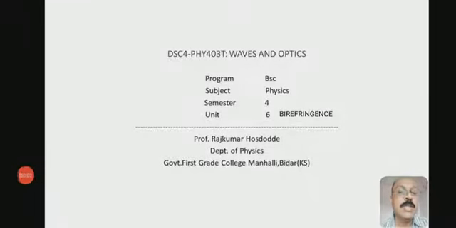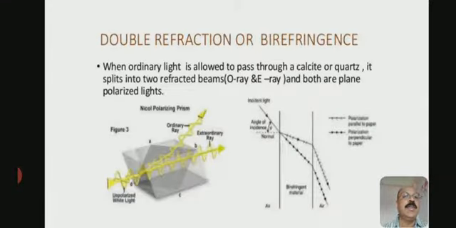Good morning, students. In this class we have discussed double refraction, that is birefringence. When ordinary light is allowed to pass through a calcite or quartz crystal, it splits into two refracted beams. The two refracted beams are called the ordinary ray and the extraordinary ray, and both are plane polarized light. You see in the diagram, a crystal is there.